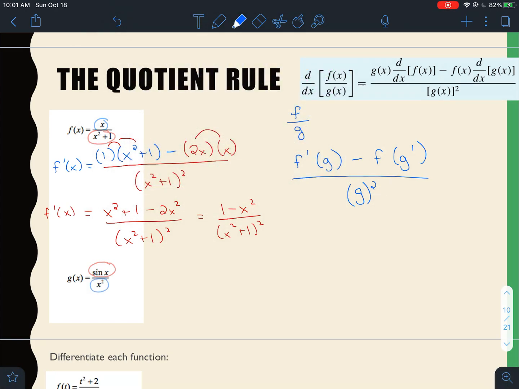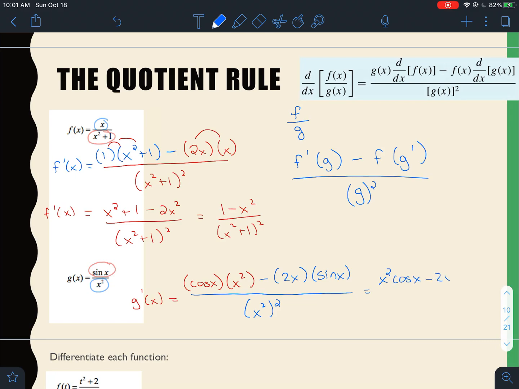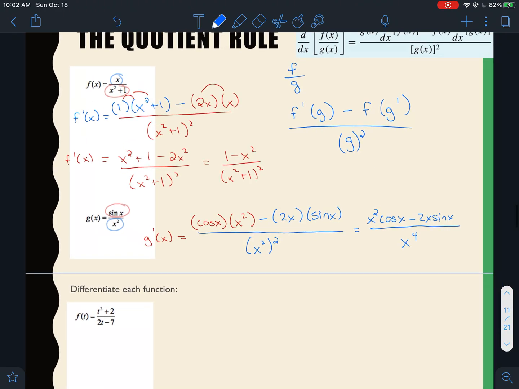So we have sine x divided by x squared. So in quotient rule, if we wanted to take this derivative, you take the derivative of the numerator, the derivative of sine is cosine, times the denominator, x squared. Then minus, take the derivative of the denominator, which is 2x, times the numerator, which is sine x, all over the denominator squared, which would be x squared squared. And again, if you wanted to make this look a little bit cleaner, it would be x squared cosine x minus 2x sine x, all over x to the fourth.